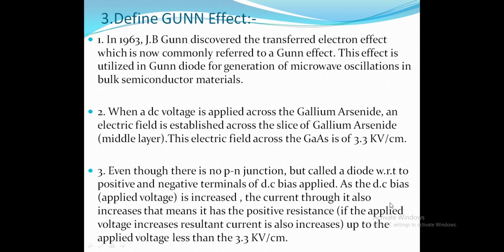Here, as the DC bias, that means the applied voltage, is increased, the current through it also increases. That means it has a positive resistance up to the applied voltage less than 3.3 kilovolts per centimeter.